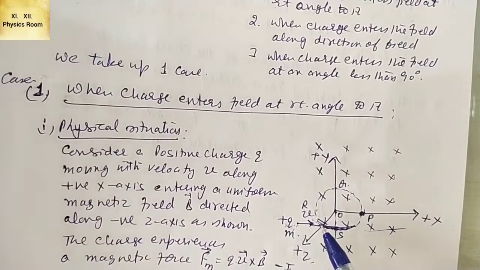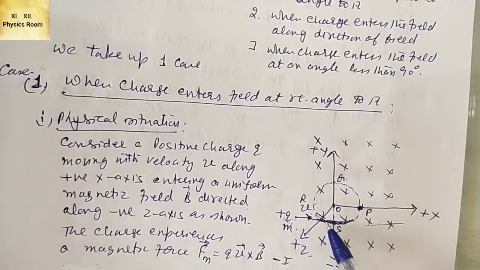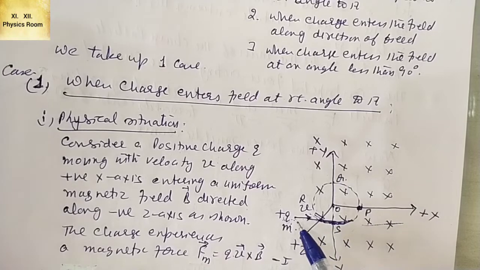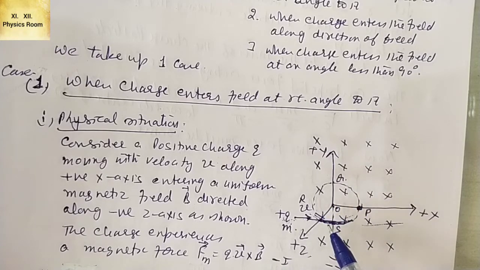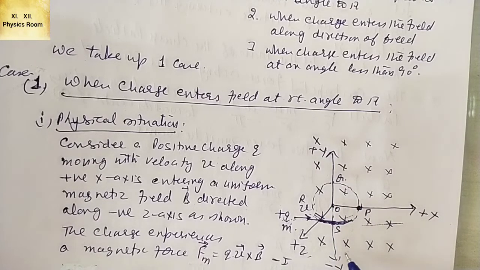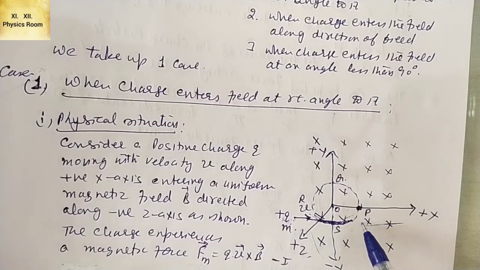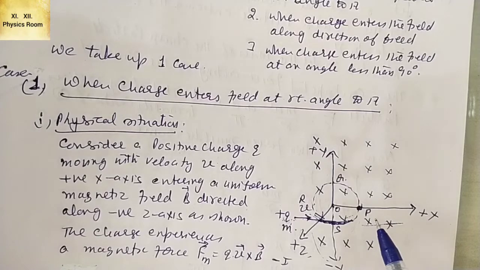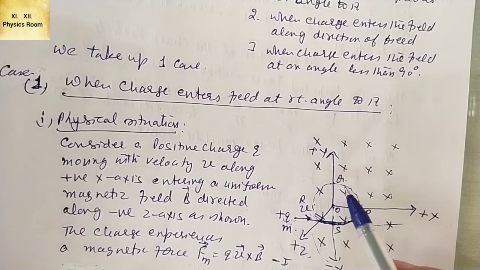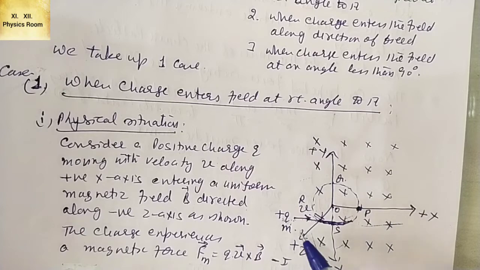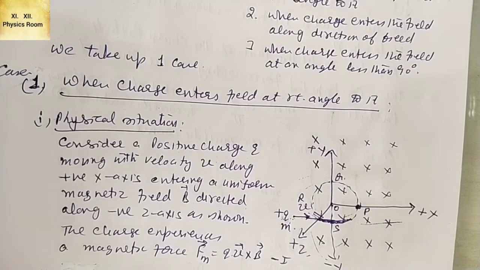So when a charge enters a magnetic field in a direction perpendicular to it, it describes a circular path given by Fleming's left-hand rule. If the charge is negative, the circle will be in the opposite direction. It will automatically come out opposite because of the nature of the charge, using Fleming's left-hand rule. Suppose an electron enters here, then it will describe a circle like this.